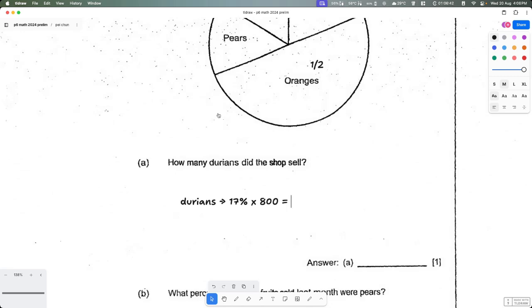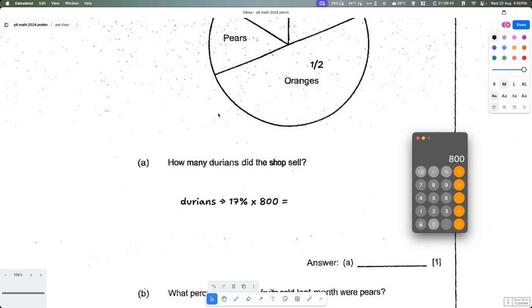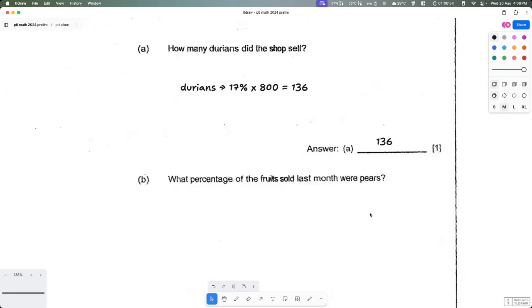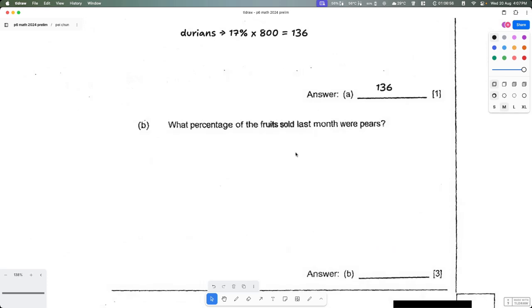Okay, so let's do that. So 800 times 17%, this will give us 136. Okay, so that's the answer, 136 for part A. Part B, what percentage of the fruits sold last month were pears?